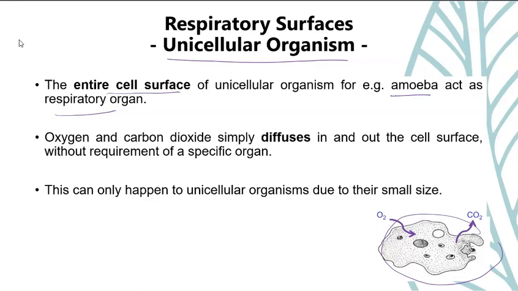So oxygen and carbon dioxide simply diffuse in and out of the cell surface. Cell surface here is referring to the plasma membrane, obviously, without the requirement of a specific organ. This can only happen to unicellular organisms due to their small size. So respiratory gas just diffuses across the plasma membrane.